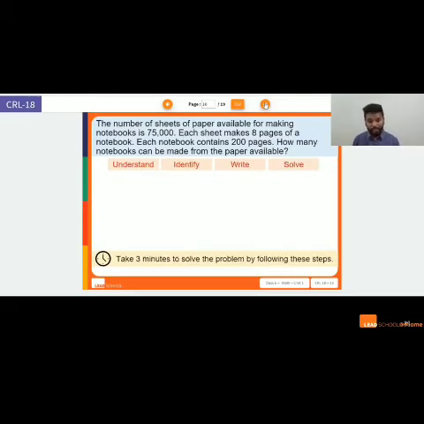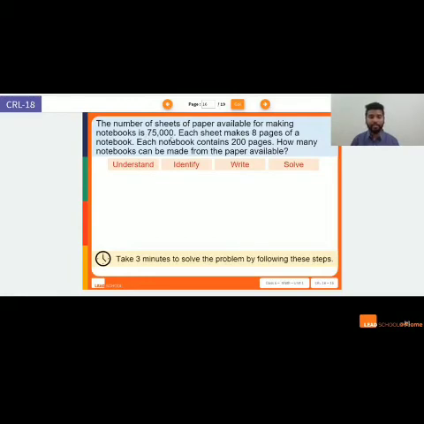Before you get confused, do not get confused. It's a very simple problem. It just uses the same word multiple times to confuse you. Let us read the question again. The number of sheets of paper available for making a notebook is 75,000.